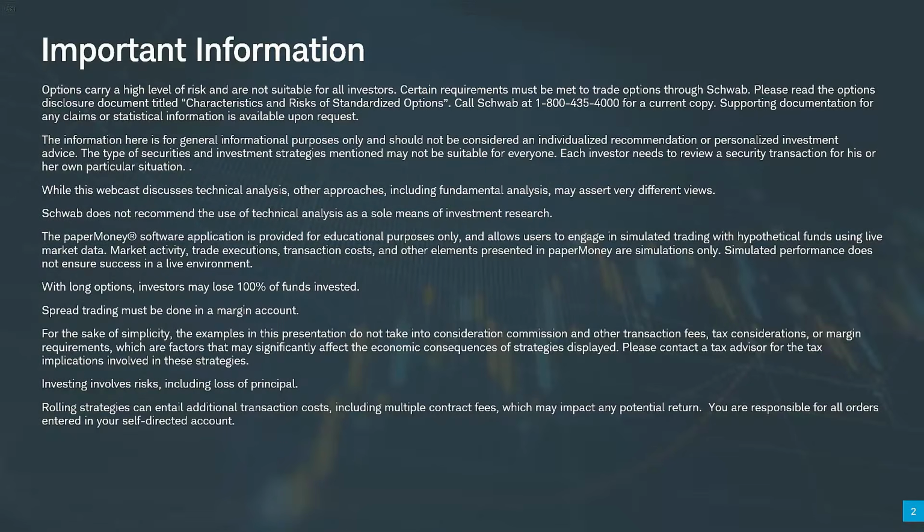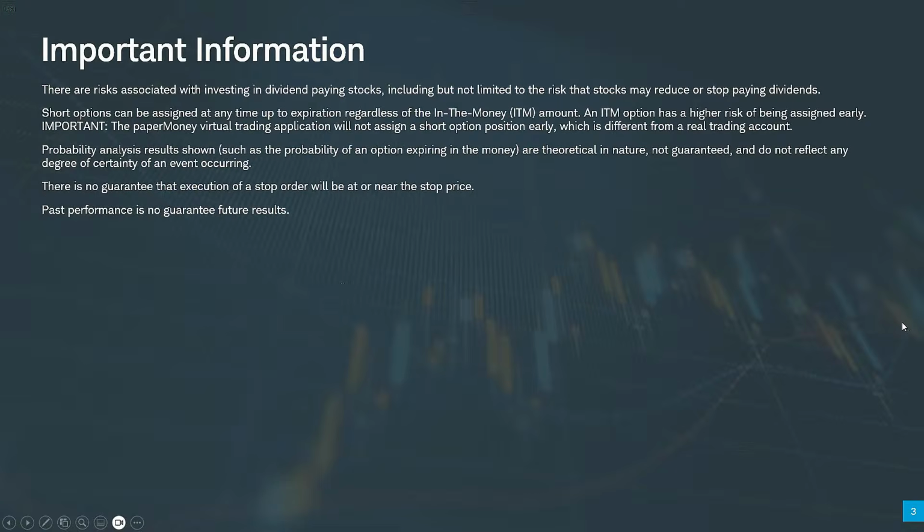Before we dive in today, let's hop into some of those important disclosures. Options carry a high level of risk and are not suitable for all investors. Information we're going to cover is for general informational, educational purposes only and should not be considered any type of recommendation or advice. We are going to cover the paper money software application today. Keep in mind there are some differences between that and live.